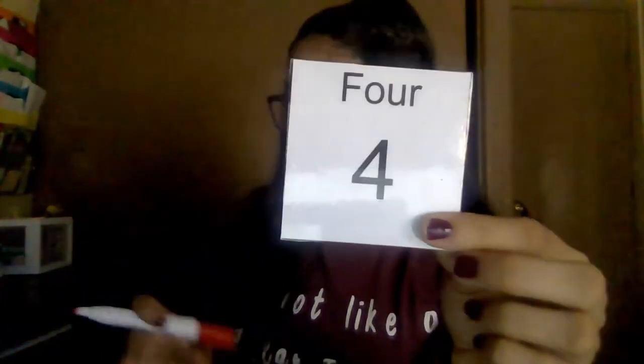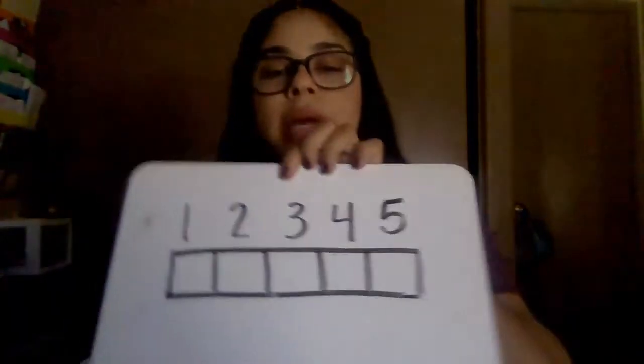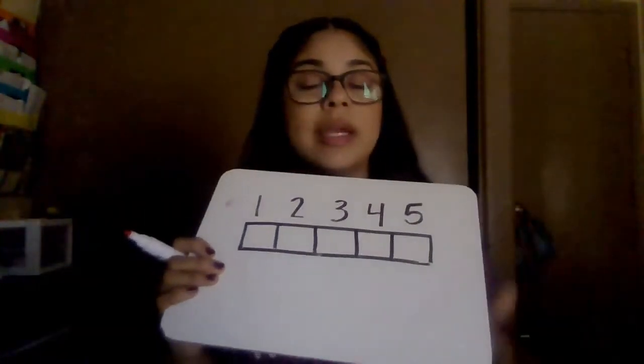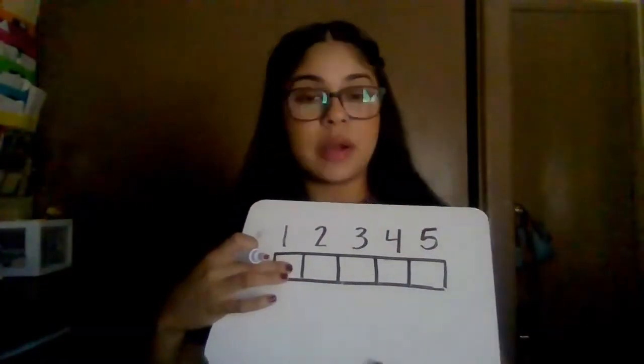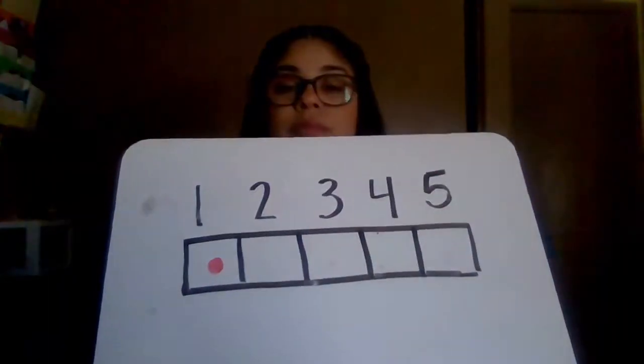The number I have is four. So find number four on your number line, please. Four. Four is right here. All right. So we're going to count to four. We always start at number one. That never changes. One.